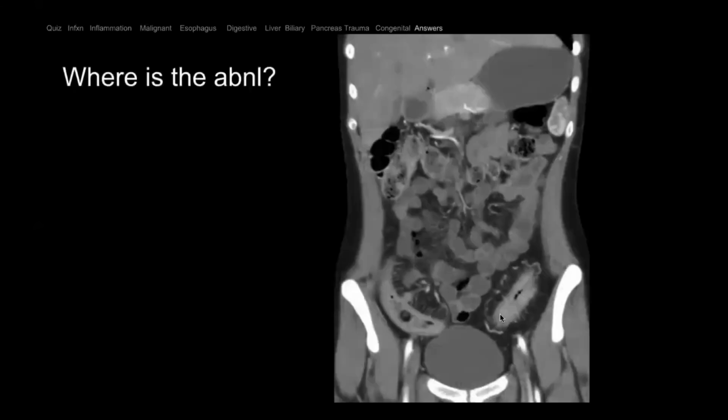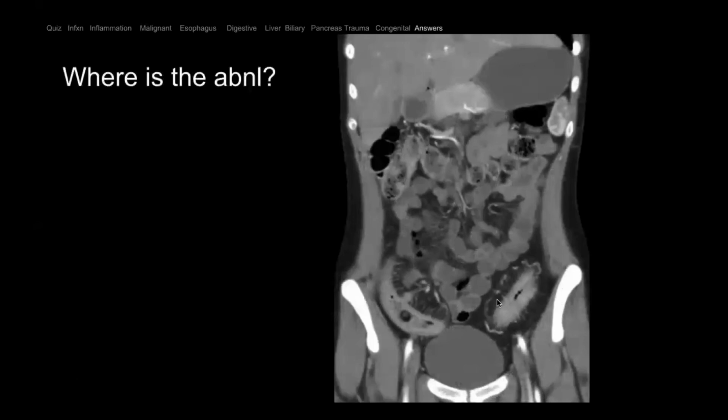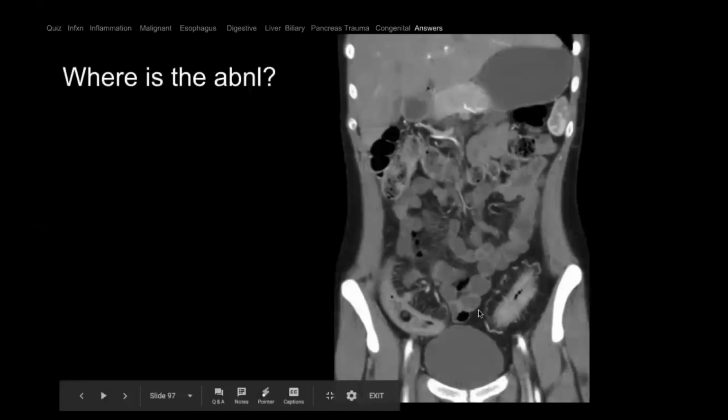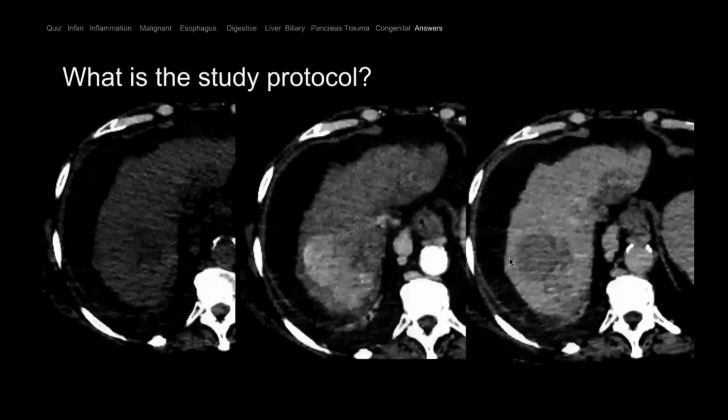This is a patient with abdominal pain. There's abnormal ileal thickening, enhancement, and engorgement consistent with enteritis. In this case, this is a long segment abnormality. This can be seen with Crohn's.